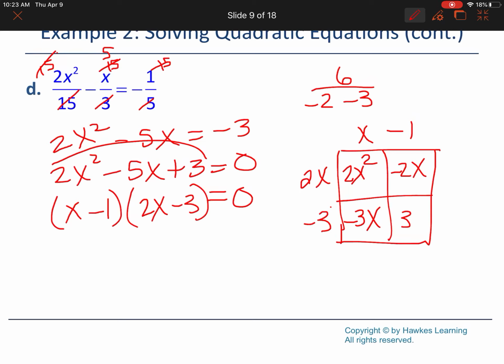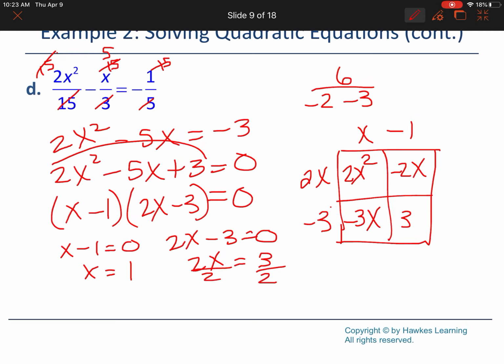Okay, so here I have it factored, and it's equal to 0. So I can just go ahead and take each factor and set it equal to 0. And so x is equal to 1, if I add 1 to both sides, right? And I have 2x is equal to 3, and I'll divide by 2. So my two answers are 1 and 3/2.